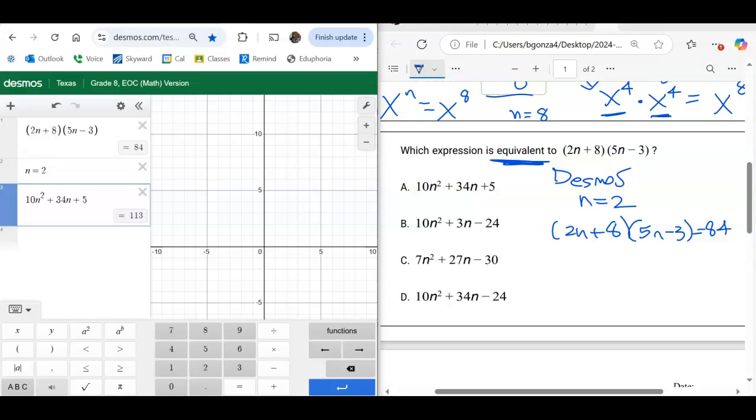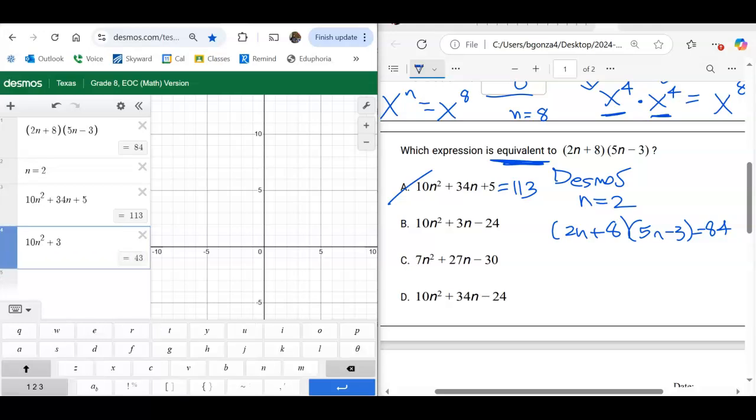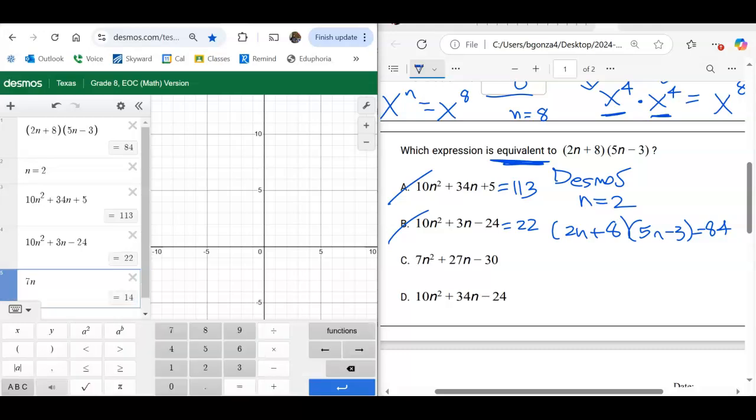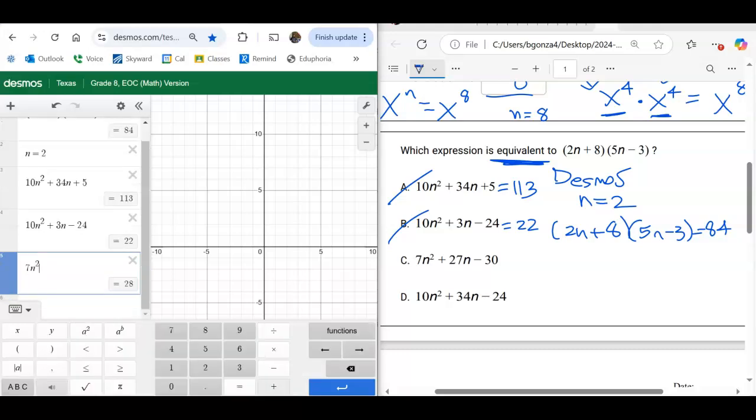So 113, that is not it. That equals 22. This one equals 52.